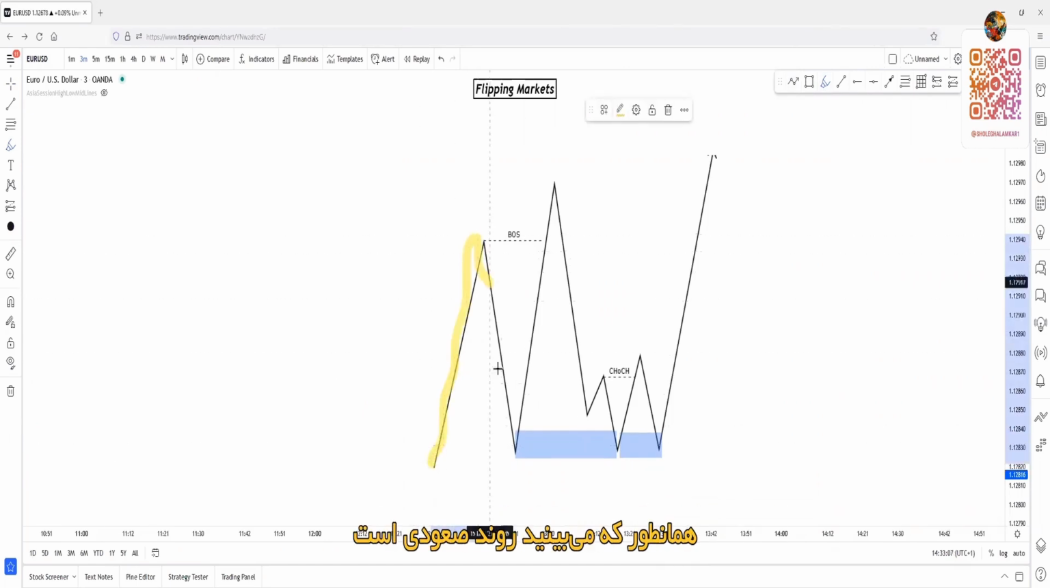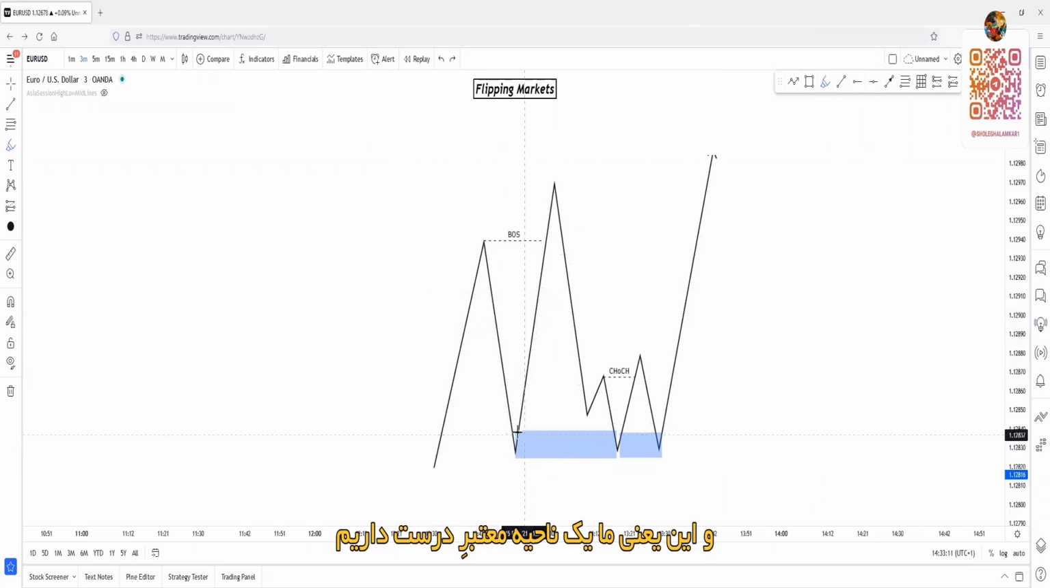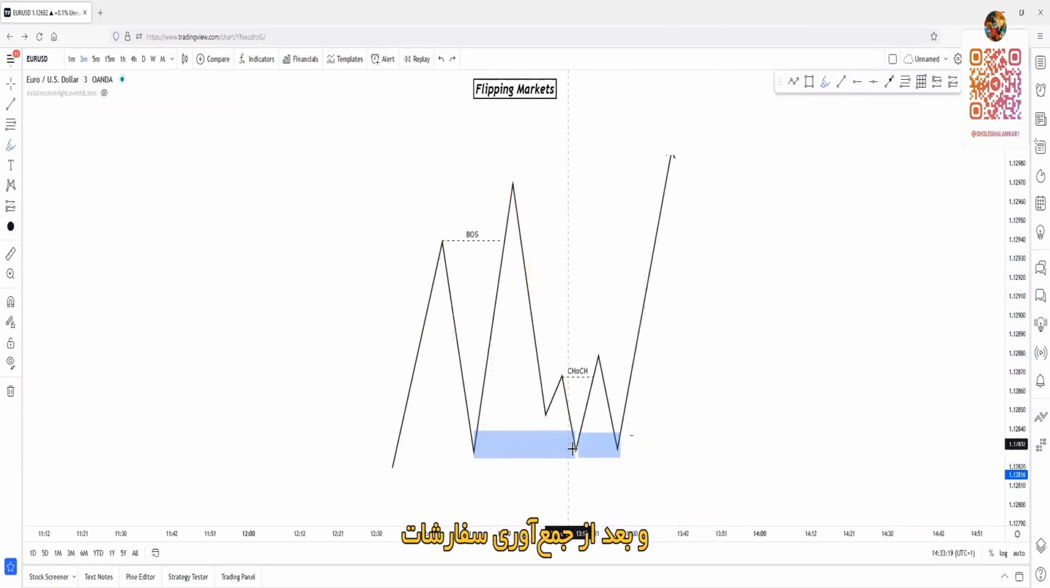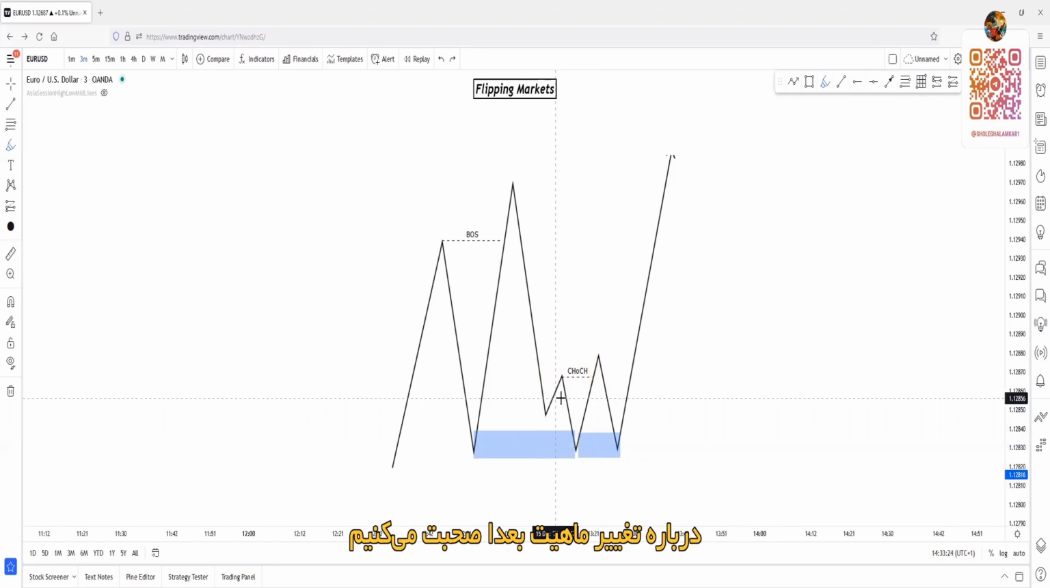So as you can see, price is moving in an uptrend, creating inefficient movements to the upside and breaking structures. So this means we will have a valid demand zone. Price came back down to mitigate this zone, collected the orders, and after the order collection, it created a change of character to the upside. We will talk about change of character later, but as I said earlier, if a change of character happens, price will automatically create a new zone.